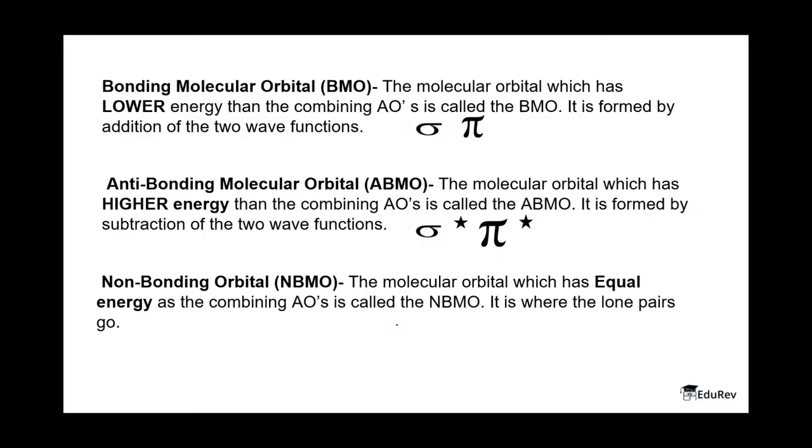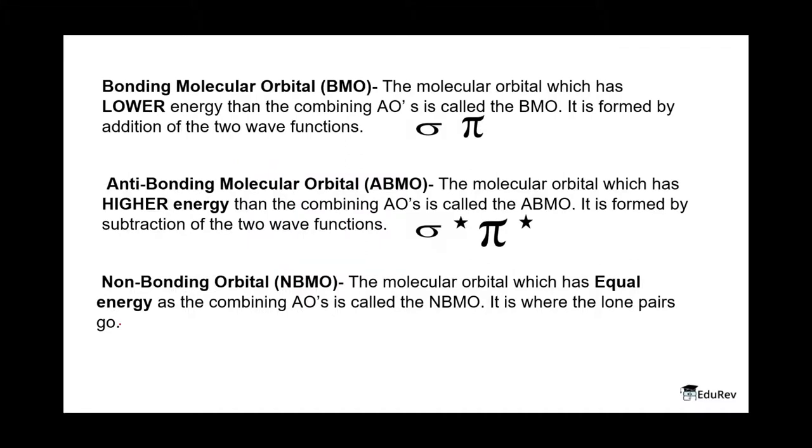So in order to define them, we have the bonding molecular orbital, the molecular orbital which has lower energy in comparison to the combining atomic orbitals. These are called bonding molecular orbitals or BMOs, and they are formed by the addition of the two wave functions. So here we have psi 1 plus psi 2, and we know how sigma and pi bonds exist, right? They're basically single, double and triple bonds, and both of them are examples of bonding molecular orbitals. We have anti-bonding molecular orbitals, where the molecular orbital has energy higher than the combining atomic orbitals, okay? And they are formed by the subtraction of the two wave functions. So here we have psi 1 minus psi 2, and we denote a little star along with the sigma and pi bond to denote the anti-bonding molecular orbital. So we have sigma star and pi star.